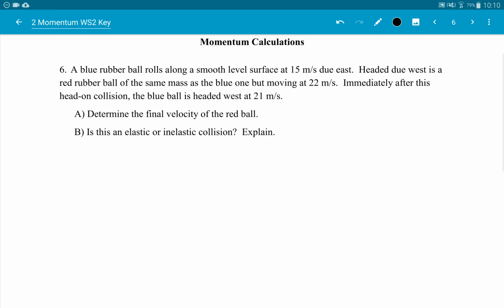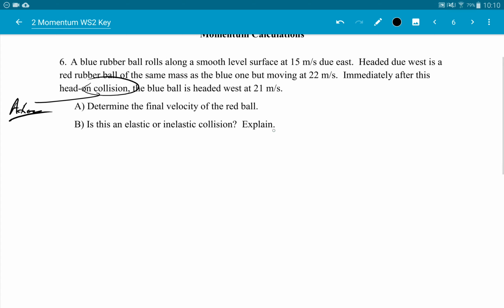Okay, cool. So we know that the action here is this collision. So we're going to draw that. It says determine the final velocity of the red ball, clearly. Is this elastic or inelastic?